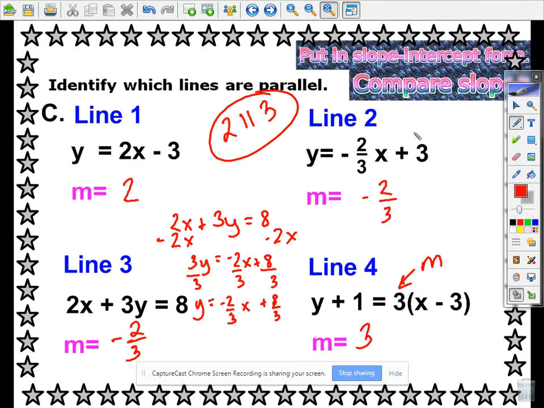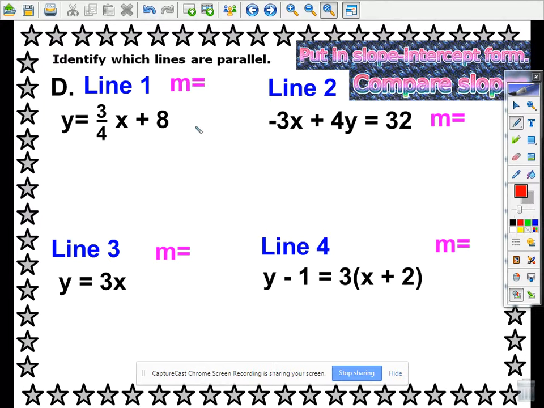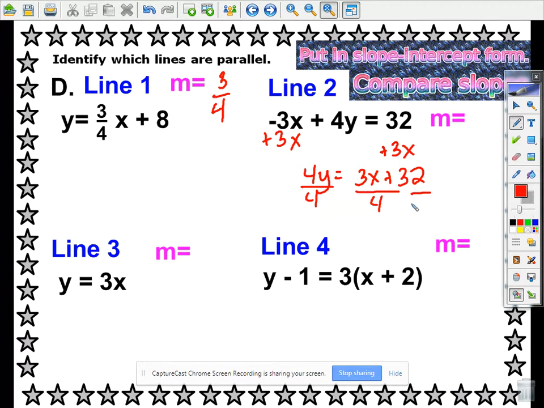Okay, let's check how we did on D. So D, we have a slope of 3/4. Line 2, again, we need to change this. We have to add 3x to both sides. So I have 4y equals 3x plus 32. We're going to divide everything by 4. And we have y equals 3/4 x plus 8. So my slope is 3/4.